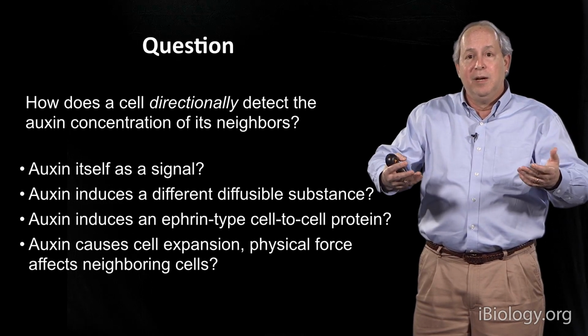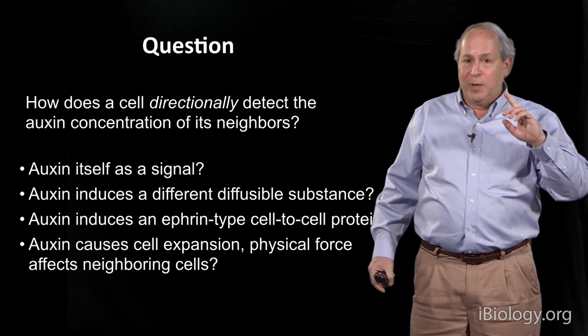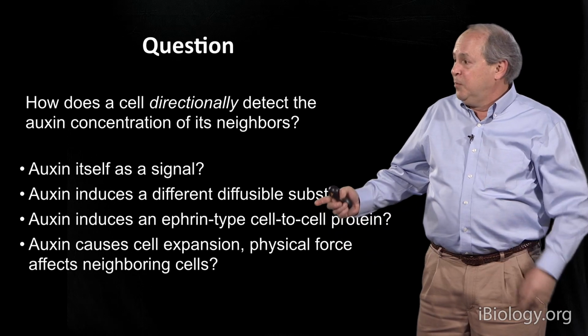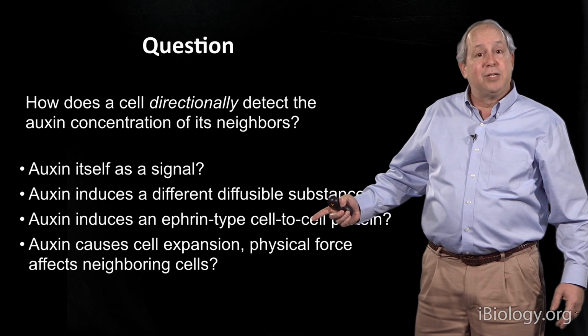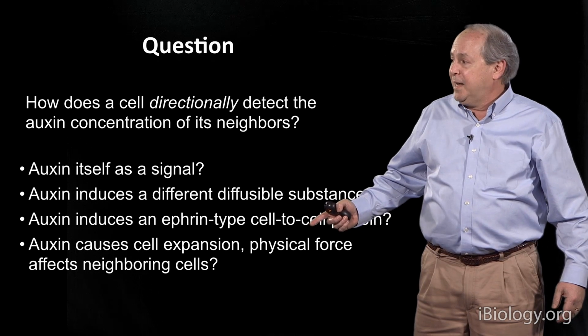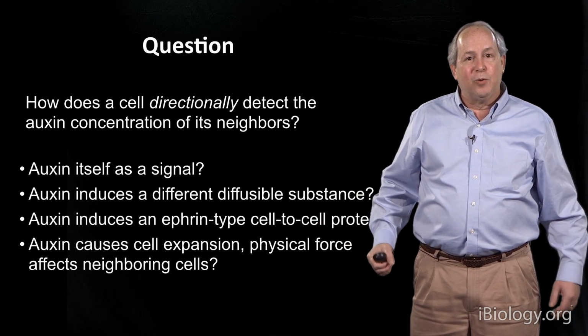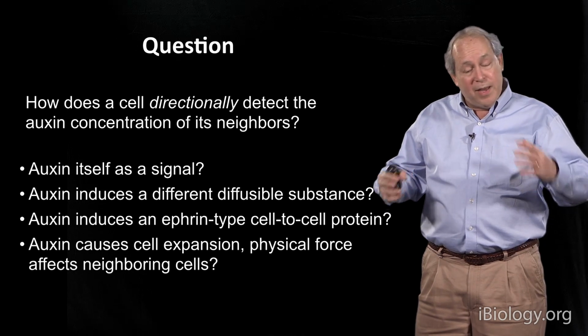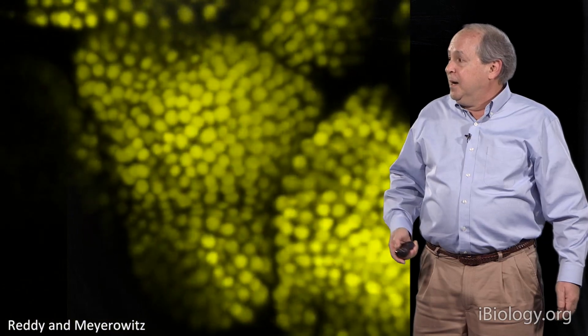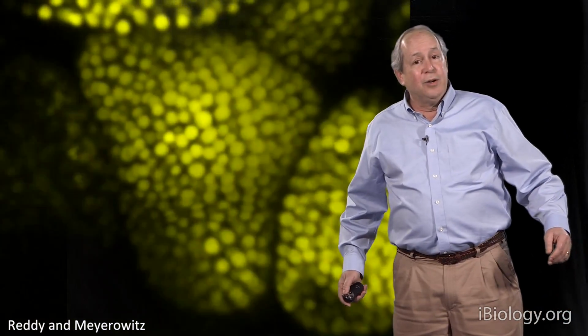That's a possibility. But there's one other possibility that we had to consider that's a little bit of a radical possibility, which is that auxin causes cell expansion, as we discussed in the earlier parts, and as a result of that, it creates physical forces within the tissue that must affect neighboring cells. Let's think a little bit about what could be going on here.